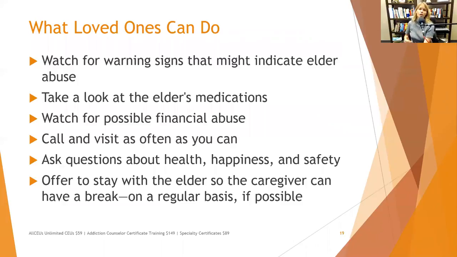We want to check in with our elders and make sure everything's going okay and they're not getting exploited or abused. Periodically take a look at the elder's medications. See when it was prescribed, how many pills are in there. Look at the pills. You can go to drugs.com and look at what that pill should look like, or you can take a pill to the pharmacist and have the pharmacist verify that yes, this is Zoloft or whatever it is, to make sure that their medications aren't being switched out, to make sure that they're being given the right amount at the right time. Watch for possible financial abuse.